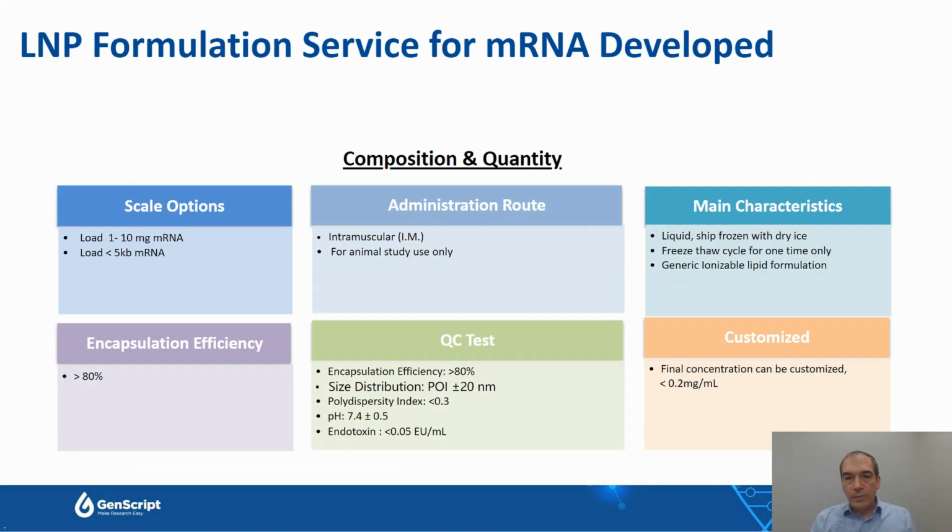So here is a little bit more detail about our LNP formulation service. We can package anything from 1 milligram to 10 milligrams of mRNA of 5 kilobases or less. Usually this is suitable for intramuscular delivery for animal studies only at this point for our service. We can ship it at appropriate conditions, frozen as needed, and encapsulation efficiency is higher than 80%. We do a variety of measurements to show the consistency and reproducibility of our process. The final concentration can be customized as per your needs.